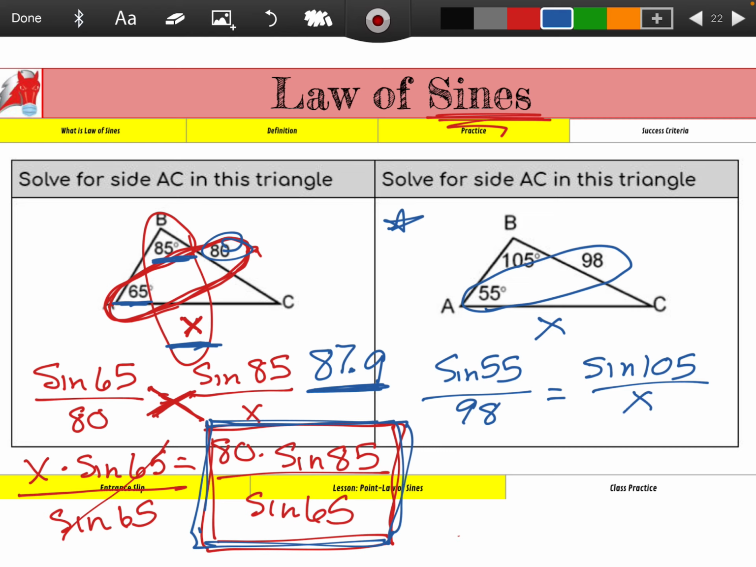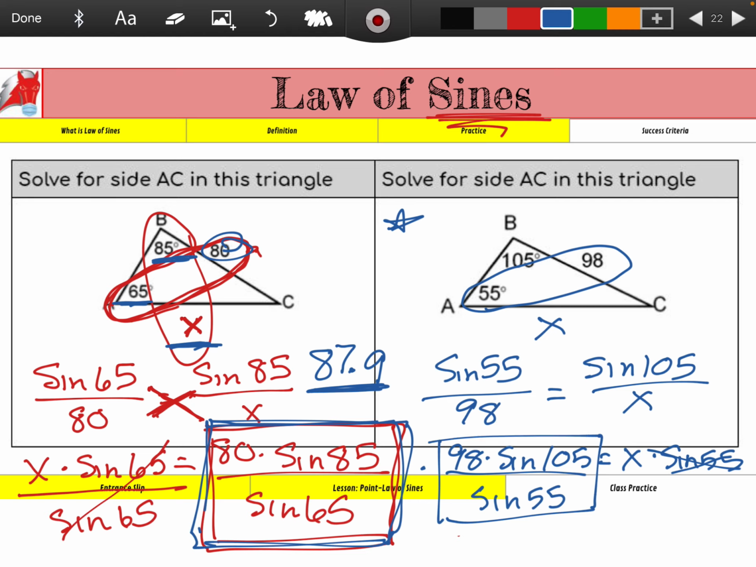Cross multiply, which means I'll end up with 98 times sine 105 equals x times sine 55, right? I'm just solving for x. Divide by sine 55. Here's what's going in. So I'd go parentheses, 98 times sine 105, divided by sine 55, and should get 115.6 for my length.